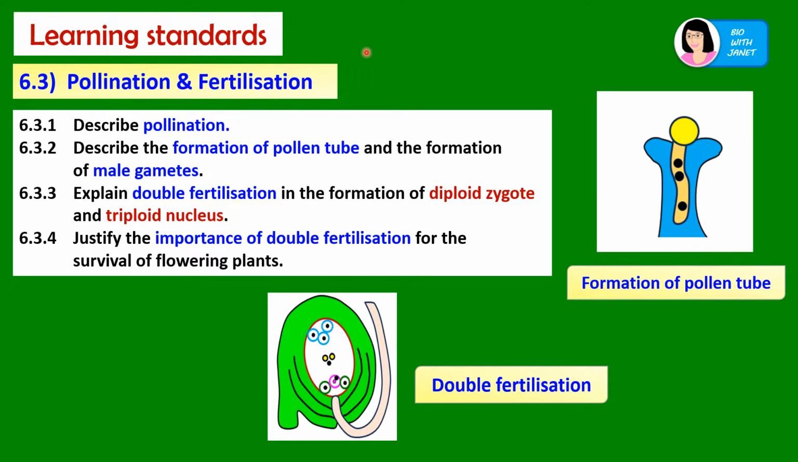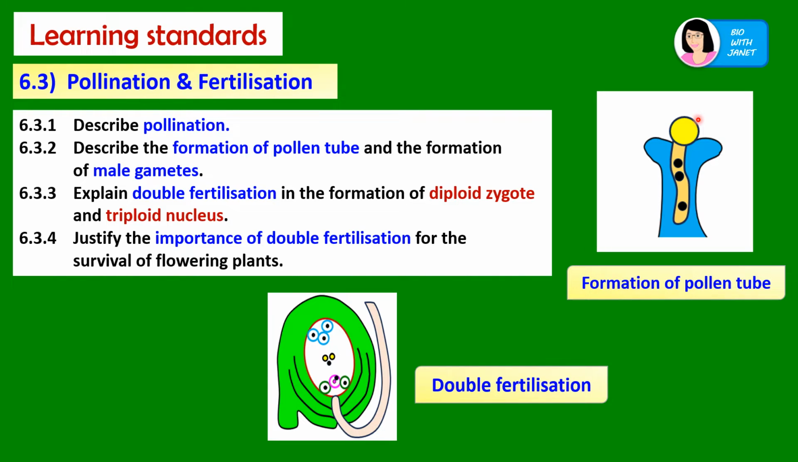The learning standards are as follows. 6.3 Pollination and Fertilization. Firstly, after this lesson, we should be able to define pollination, which is the process of transfer of pollen grains from anther to stigma. Next are the other events that follow after pollination. We should be able to describe the formation of the pollen tube and the formation of male gametes. Next, the third process that occurs here is double fertilization. So explain double fertilization in the formation of the diploid zygote and the triploid nucleus. And finally, explain the importance of double fertilization for the survival of flowering plants.